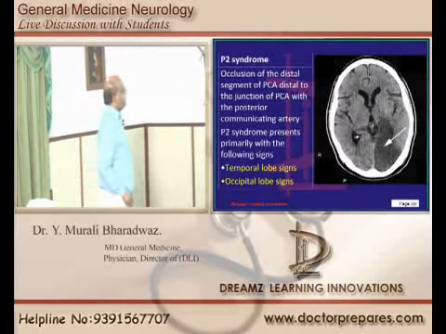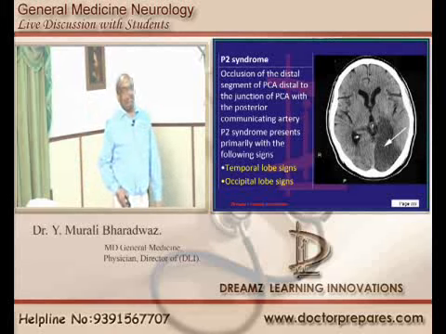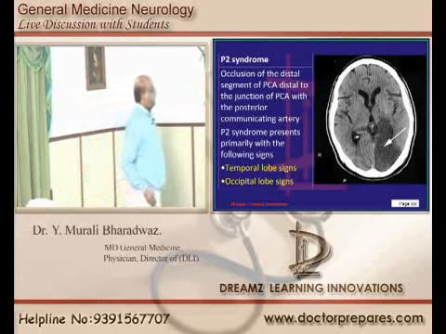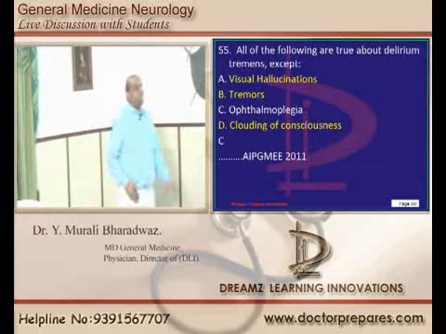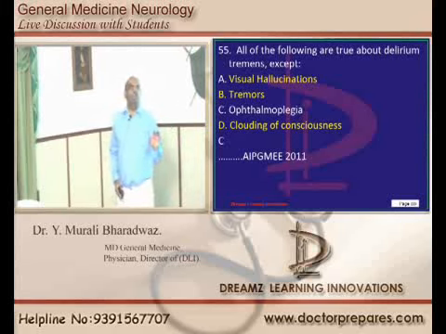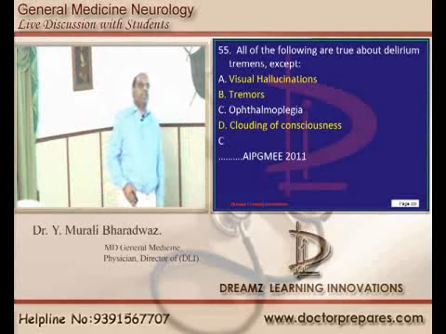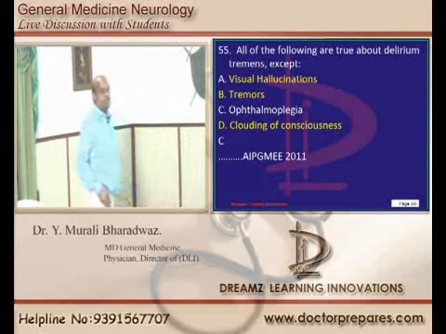So in P2 syndrome, temporal lobe and occipital lobe signs will be there. In P1 segment, midbrain, thalamus, subthalamic signs will be there. That's what you need to differentiate. Now what is delirium tremens? The withdrawal of alcohol in a regular, seasoned alcoholic will lead to the development of it.